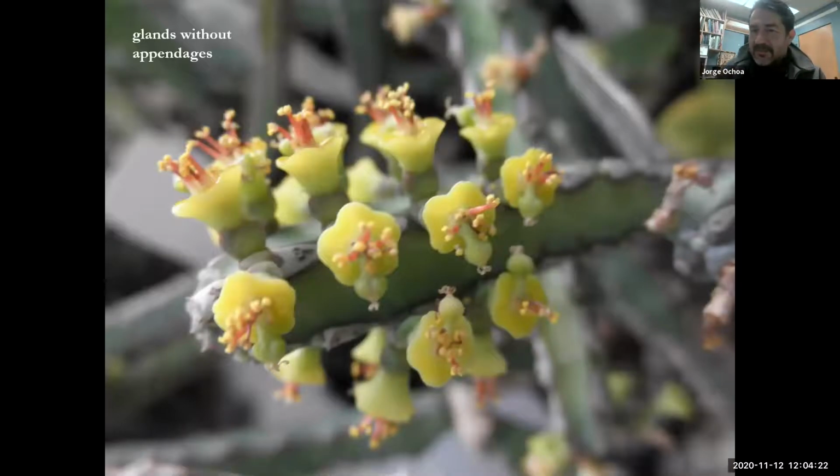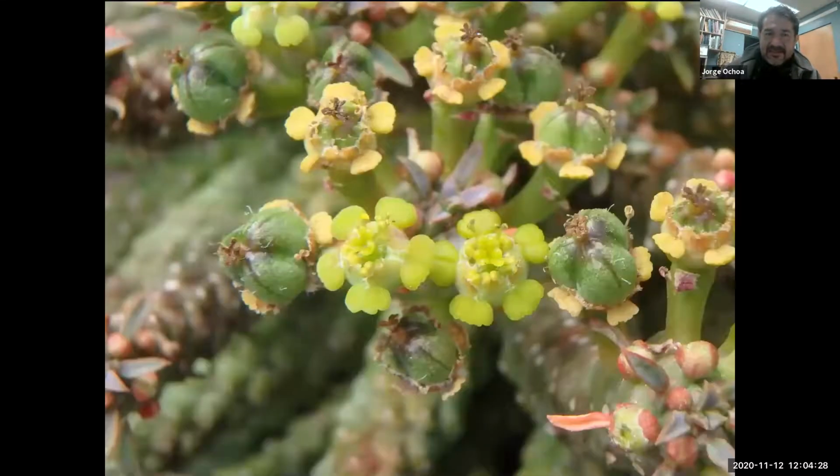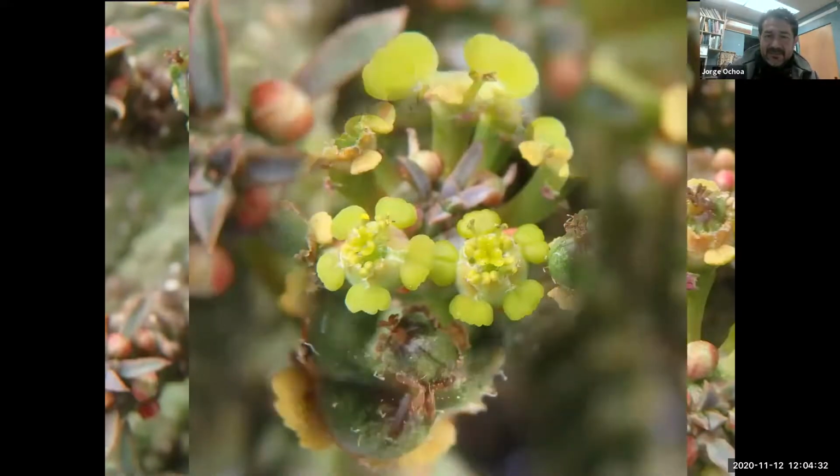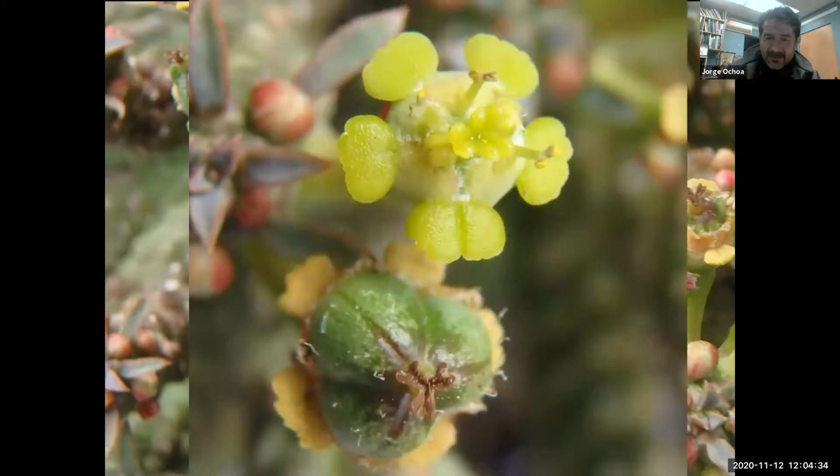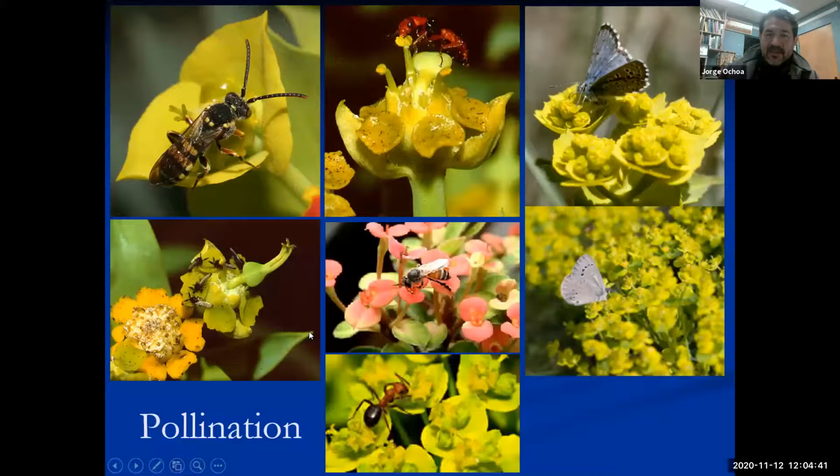Or glands without appendages, just the glands themselves, nothing else, as in the case here. Or here, no appendages, just the glands themselves. And there's a close-up with the developing fruit right here, and the remnants of the male flower somewhere below.